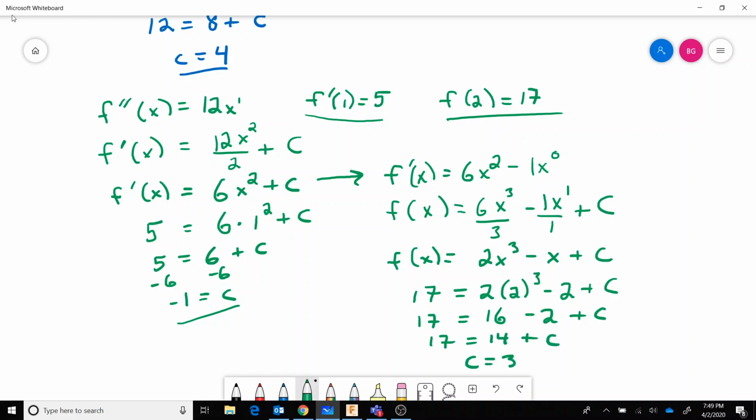So my actual solution here, and I'm running out of space, and I don't think they're going to give me any more. My actual solution here is going to be f of x is equal to 2x cubed minus x plus 3. I'm just taking this guy right here, and we just put in what we actually know c is.